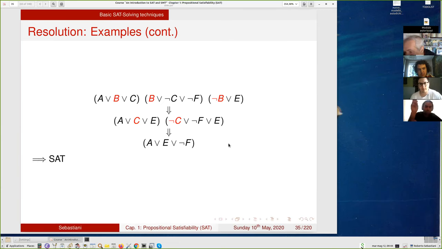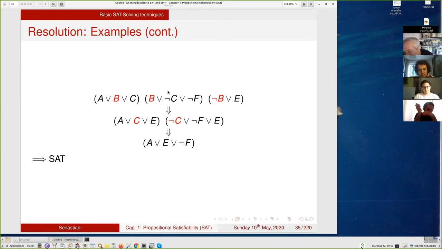I'm sorry, can I ask one question here? Yeah. I understood the part where, on the first step, you're trying to eliminate B, you're doing A or B or C pairwise with not B or E, which will eliminate B. But sorry, I don't get the first line. I understand that if you do it pairwise, B will be eliminated from both the clauses.